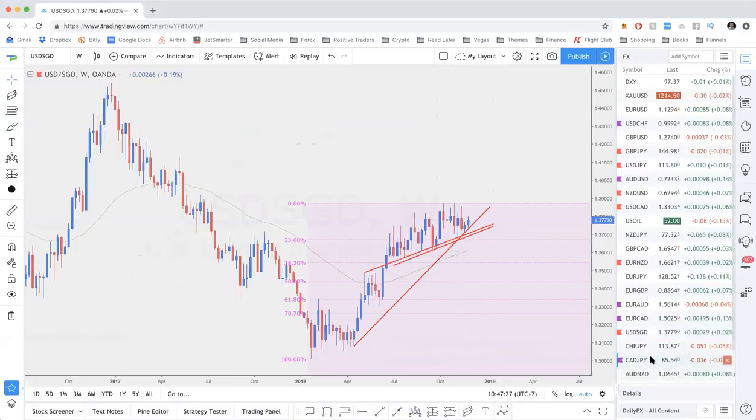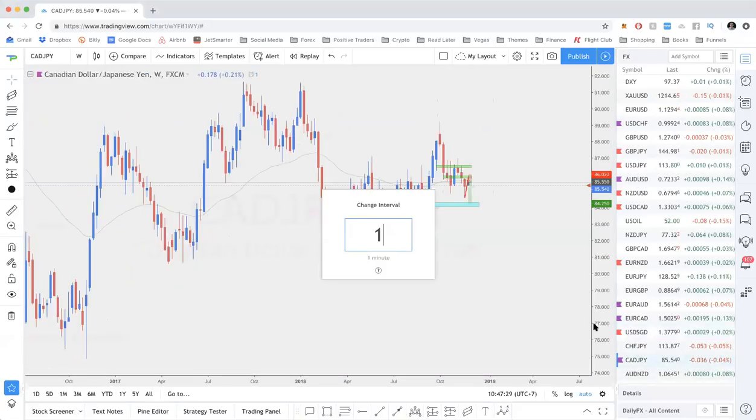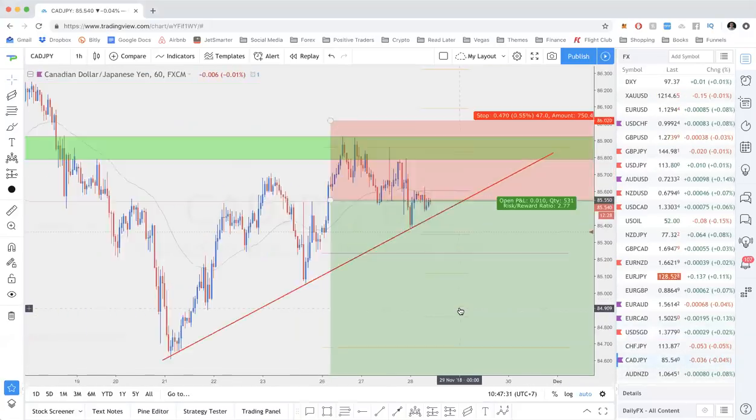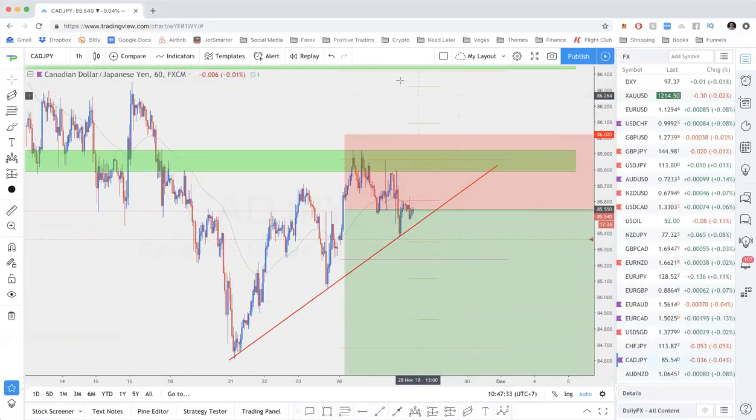And then finally, we have our CAD yen trade. So this pair got a little sweaty, right? This pair got a little sweaty because we entered down here, moved right up, came back down, moved back up, came all the way back down, moved back up, right? When I say sweaty, I just mean it got somewhat near our stop loss. I don't care at the end of the day.